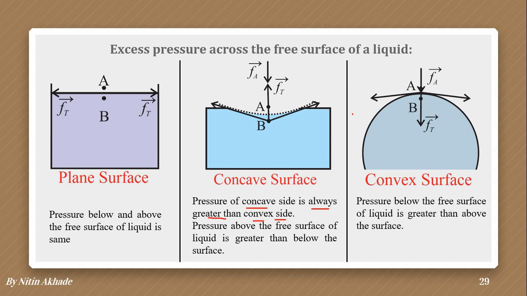So now consider, in a third case, we have the convex surface. As we have drawn the tangent at this point, there will be a tangent towards the right and a tangent towards the left. From the diagram we can conclude that their resultant should be vertically downward, that is FT.